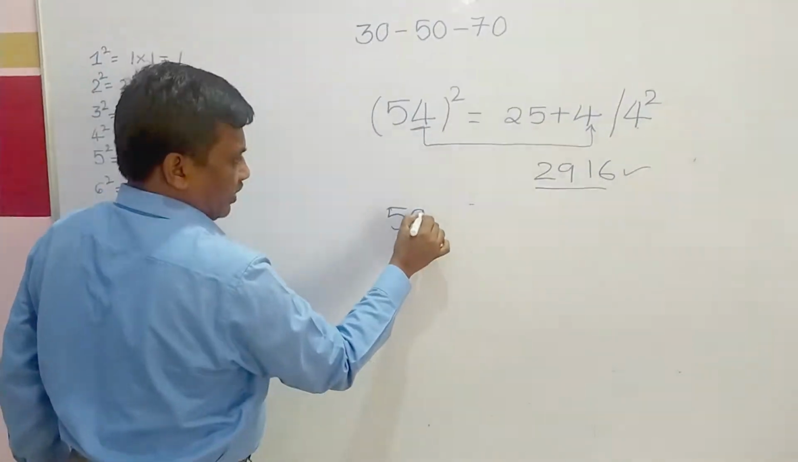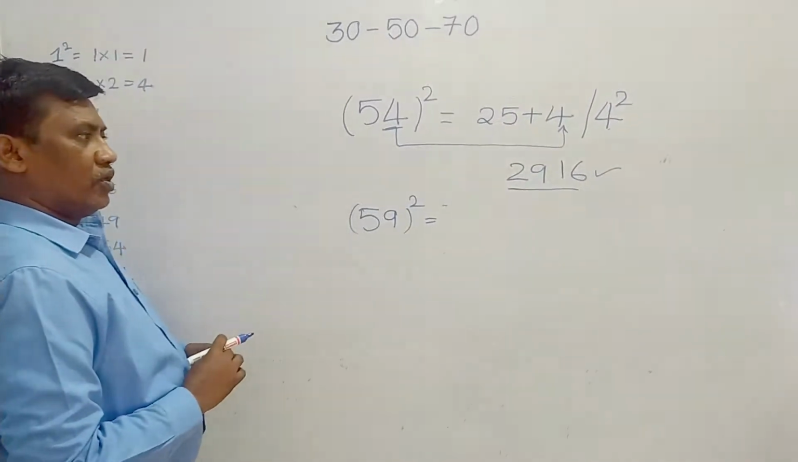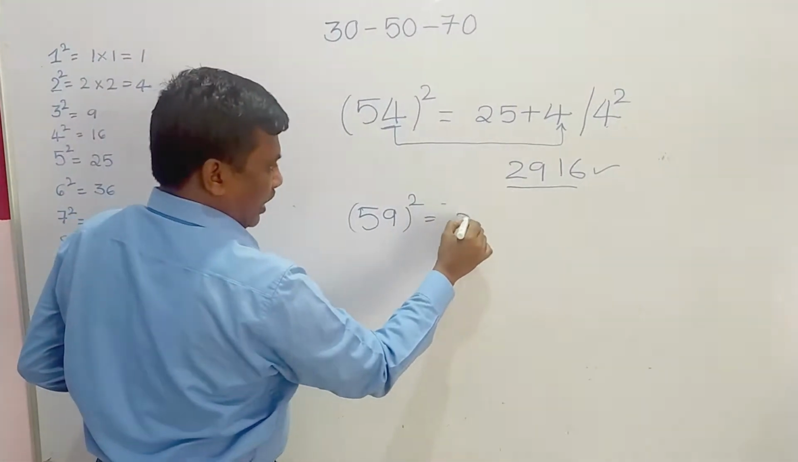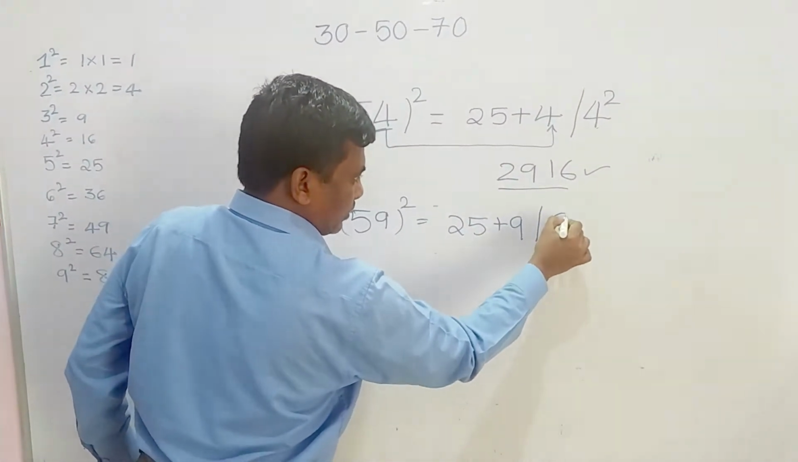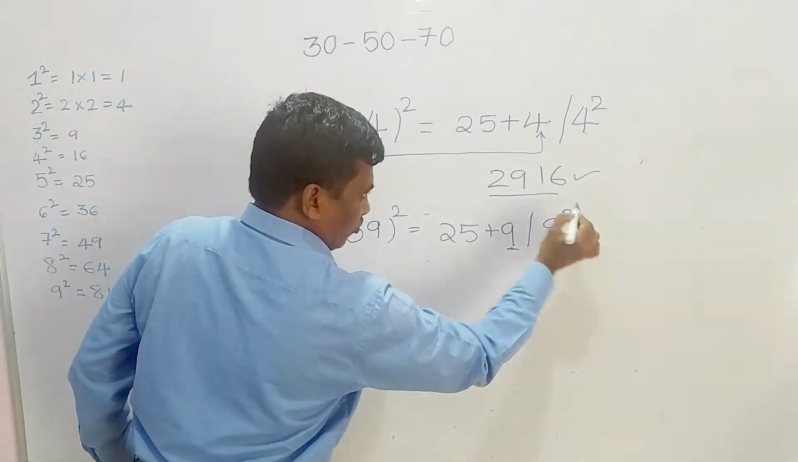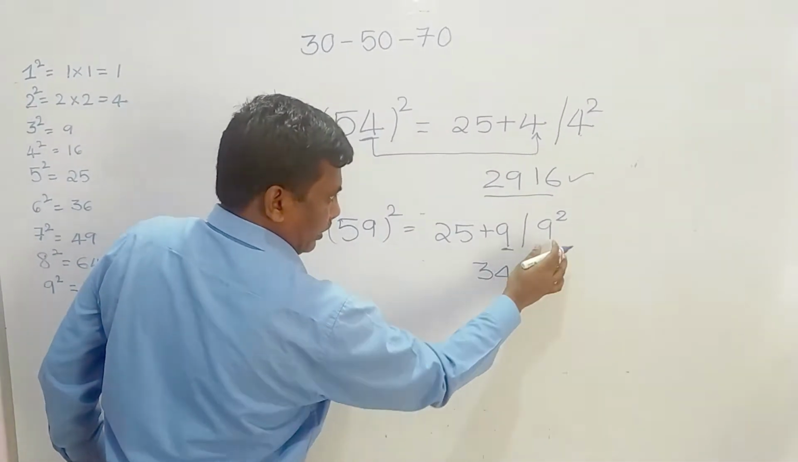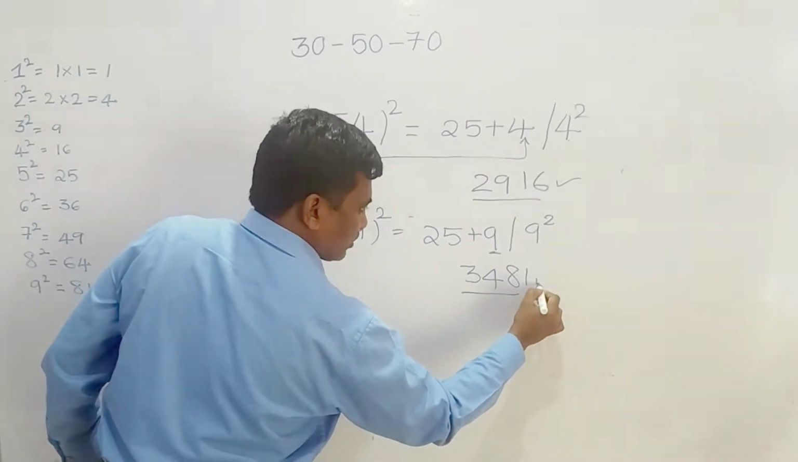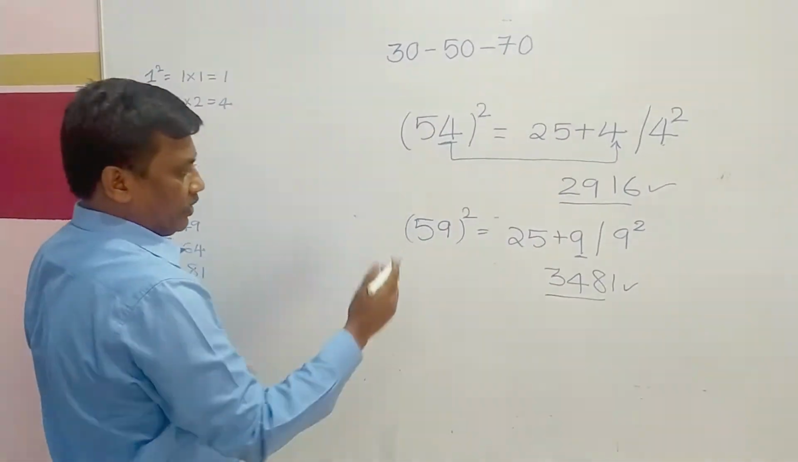Suppose 59 square. This is 9 more than 50, so just add this 9 to 25, slash, this extra square. So this is 34, and 9 square is 81. This is the answer, friends. Like this we can square up to 70.